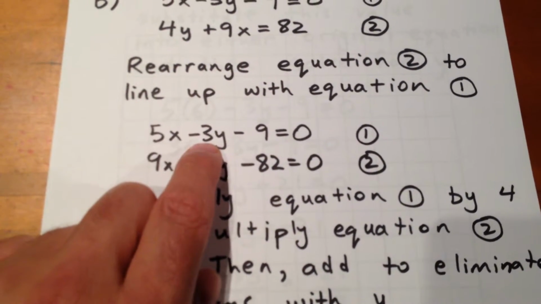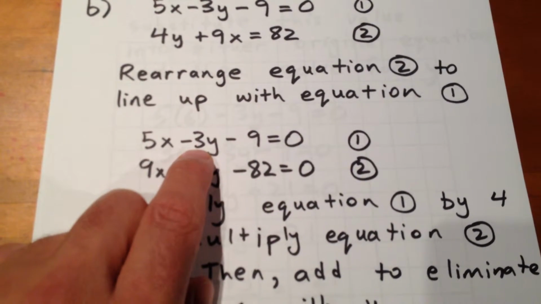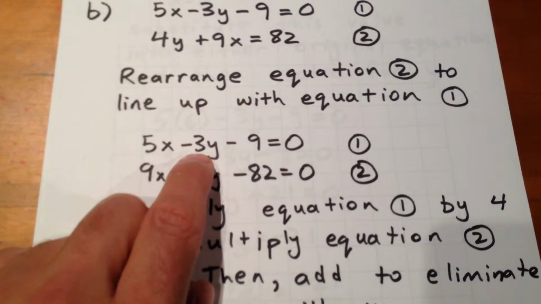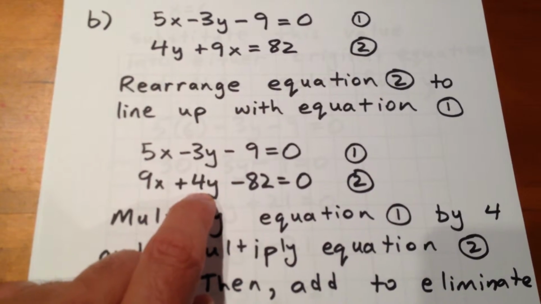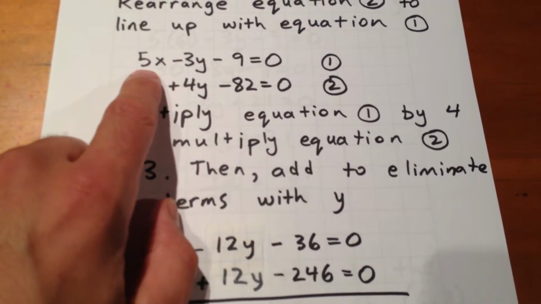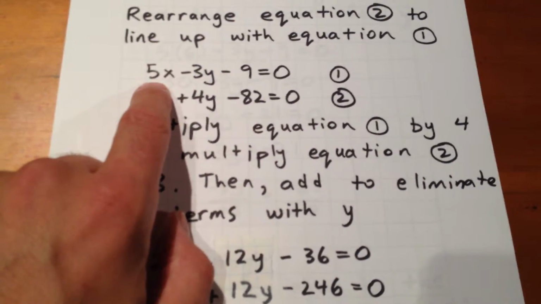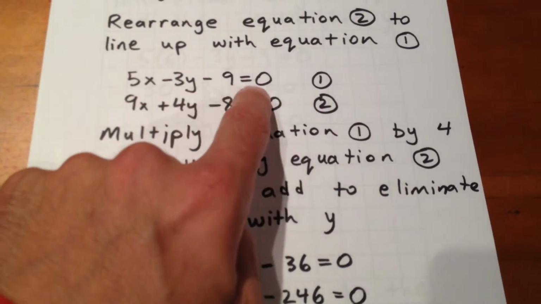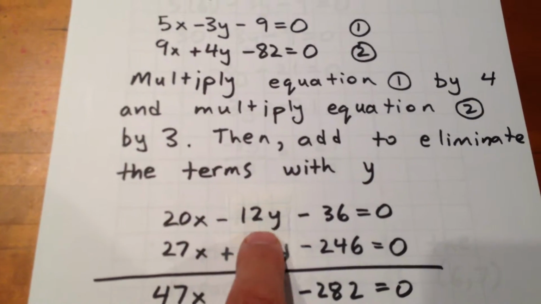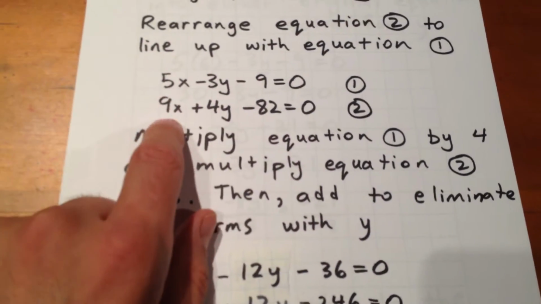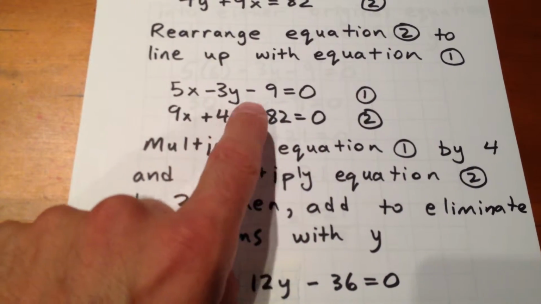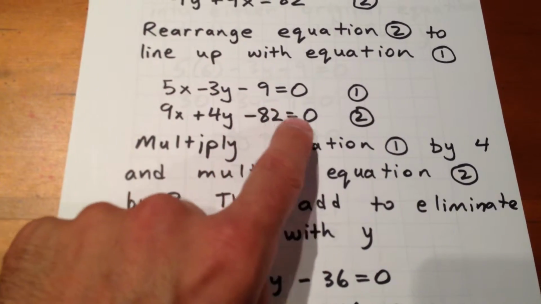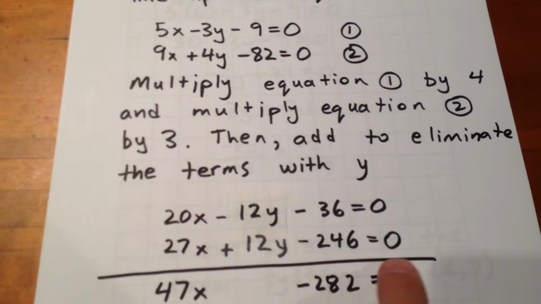So I'm going to multiply every term in equation 1 by 4 to give me a coefficient of 12 in front of the y term, and every term in equation 2 by 3 to give me a 12 as the coefficient of the y term. So multiplying every one of these terms by 4 gives us 20x minus 12y minus 36 equals 0. And multiplying every term in equation 2 by 3 gives us 27x plus 12y minus 246 equals 0. Okay, and that's what we did.